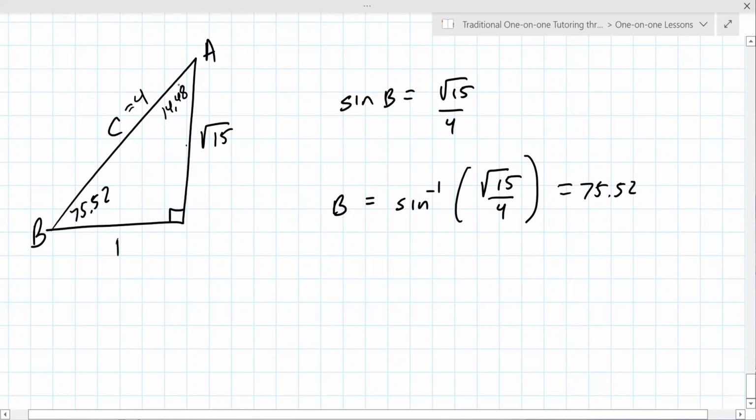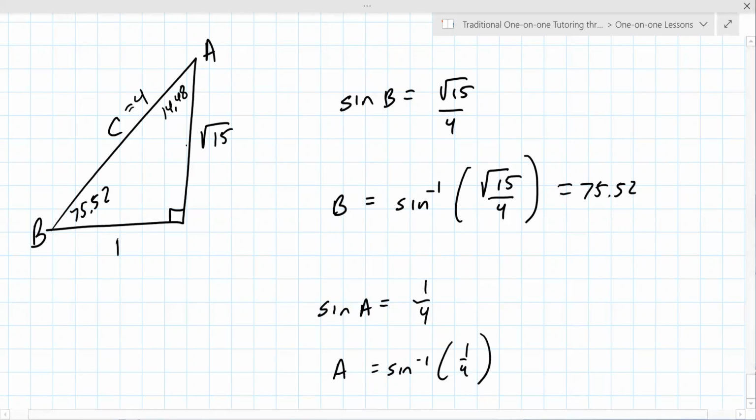But let's do something different here. Let's use the sine of A to find it. The sine of A is 1/4. So A is the sine inverse of 1/4. So put that in your calculator and verify that it actually is what we think it should be, which is 14.48 degrees.